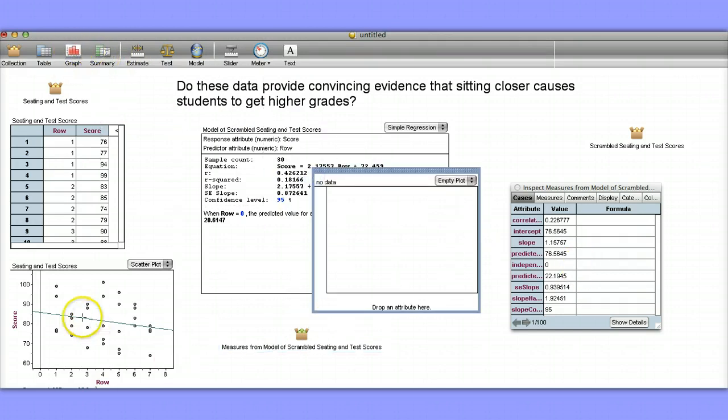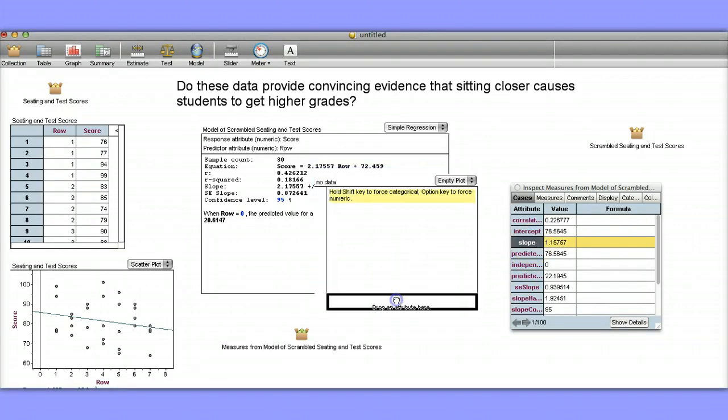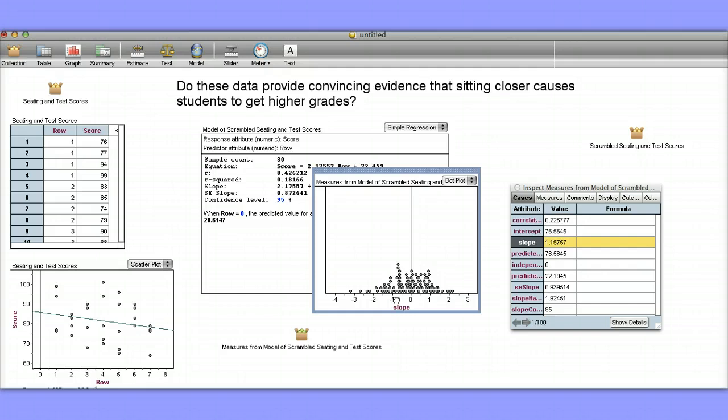Now if there really was a relationship here that sitting closer causes students to get higher grades, we'd expect that the slopes should all be negative, or most of them should be negative, indicating that the further you sit back in a class, the lower your grade. Let's look at the slopes. So some of them are negative, which is good, but notice there's quite a few of them, nearly half of them I would say, or at least 40% of them, where the slope was positive.